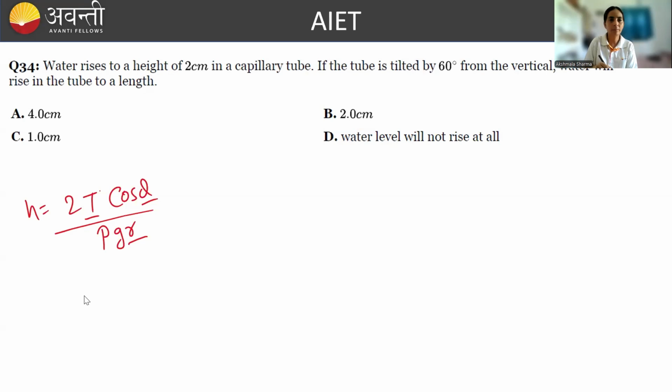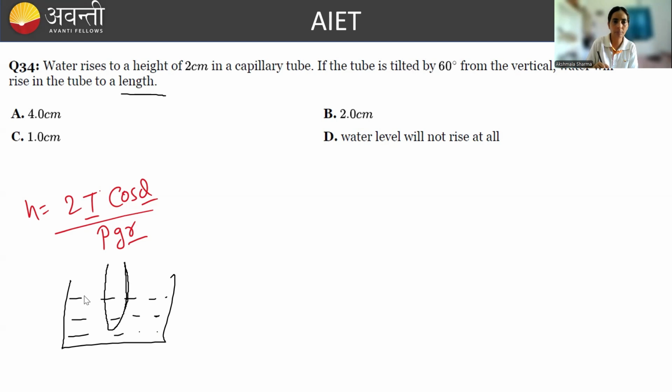So now let's look at this question. Water rises to a height of 2 centimeter in a capillary tube. If the tube is tilted by 60 degrees from the vertical, water will rise in the tube to a length. So I've already written this formula. What is this formula? Suppose there is water here and you are dipping a capillary tube in it. A certain amount of water will rise in this capillary tube to a certain height. And that height, if say is h, then we write h as what?